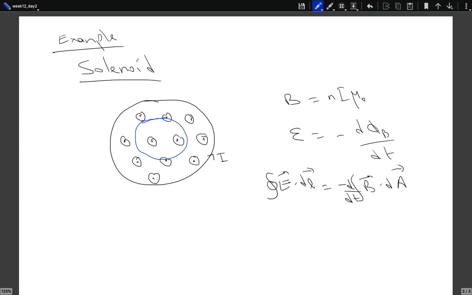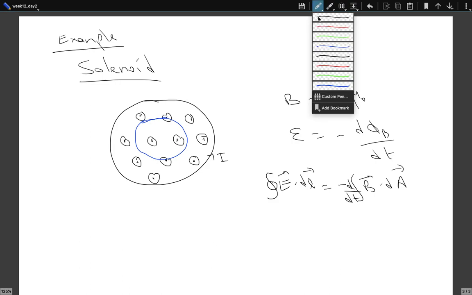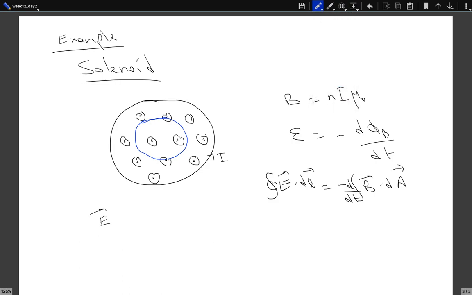Okay, which direction should we choose? So now I will choose that loop to evaluate this integral. Now I already know that E dot dl is the product of their magnitudes. The electric field should be tangent to that loop everywhere.